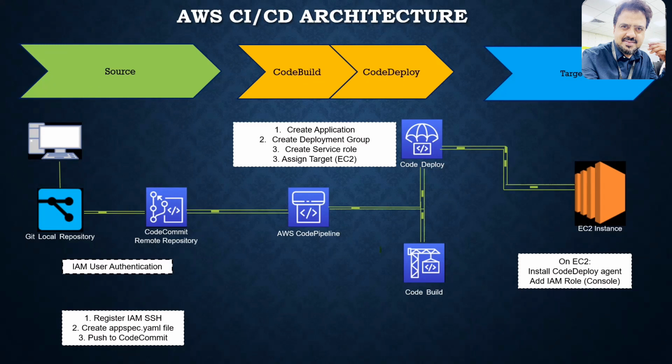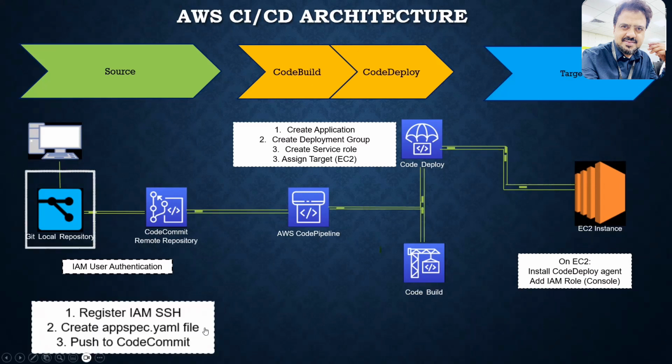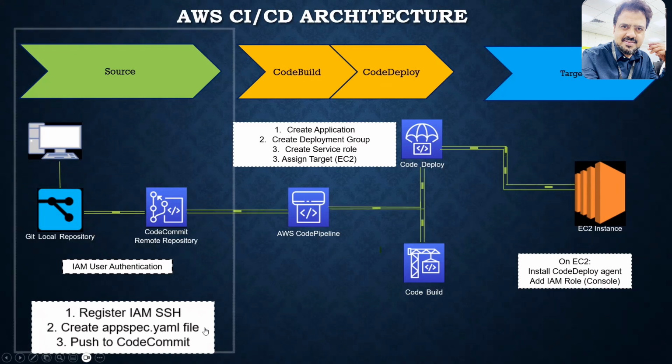So now let's discuss AWS CI/CD architecture briefly. Here we have three layers. One is the source, where the connectivity between the local Git repository and the CodeCommit remote repository will be established through IAM user authentication. The process will be that we register the IAM SSH key and then create the appspec.yaml file, which is very important, as it will instruct what needs to be done for this particular application. And then we need to push the code to CodeCommit.